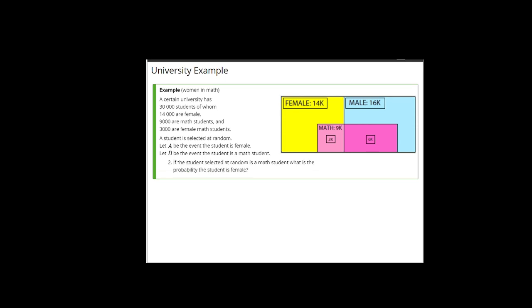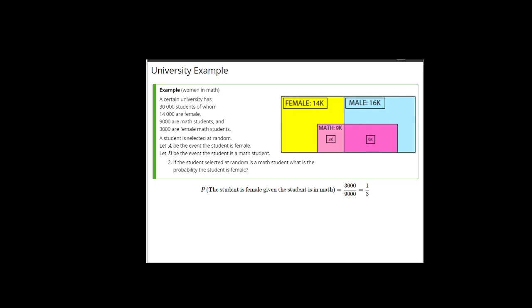Now let's suppose the student that we selected at random is known to be a math student. In this case, what's the probability that the student is female? If the student is known to be a math student, then they must be drawn from this portion of the population, the portion in pink. That portion consists of 9,000 math students, of whom 3,000, or 1/3, are female. So the answer is 3/9, or 1/3. This is another example of a conditional probability calculation, where we again determined a probability in the light of some additional information, in this case that the student was a math student.